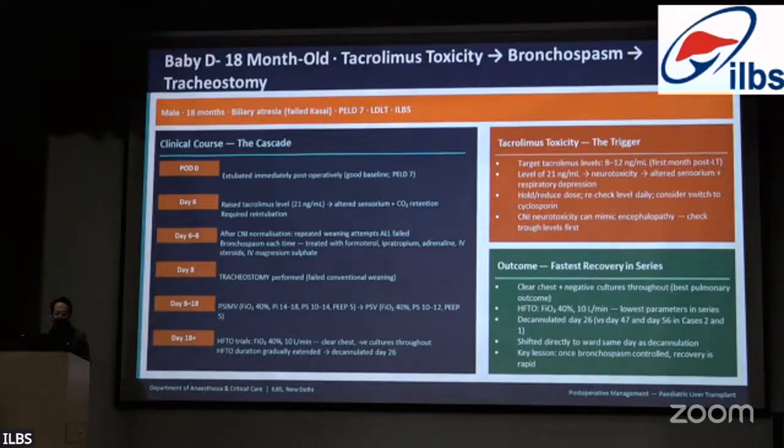Every time we tried to wean, the child had bronchospasm. That was treated with formoterol, ipratropium bromide, adrenaline, and IV steroids. Still, we could not wean the child. So a decision for early tracheostomy was made. The patient was weaned from the tracheostomy on day 18.